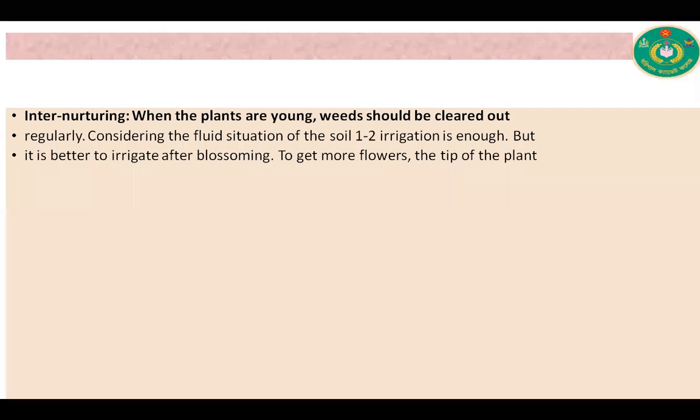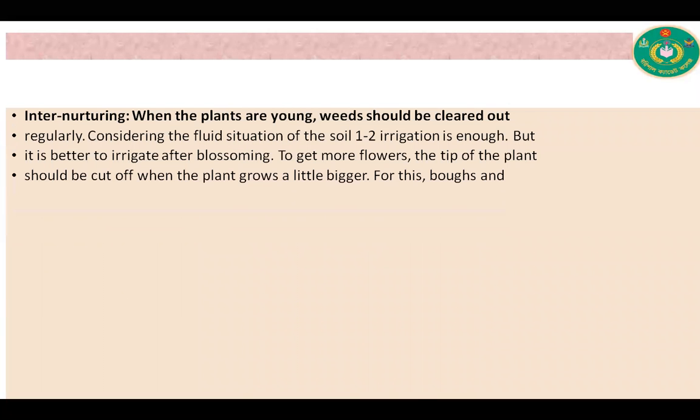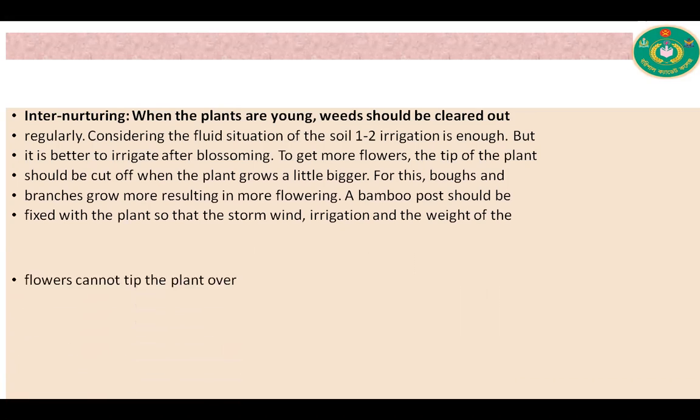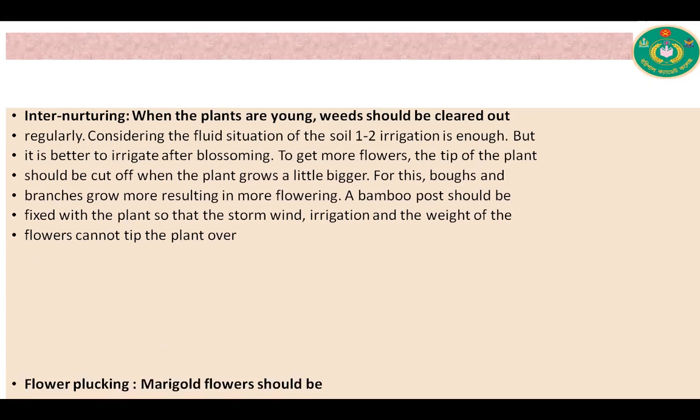To get more flowers, the tip of the plant should be cut off when the plant grows a little bigger. For then boughs and branches grow more, resulting in more flowering. A bamboo post should be fixed with the plant so that the storm, wind, irrigation, and the weight of the flowers cannot tip the plant over.